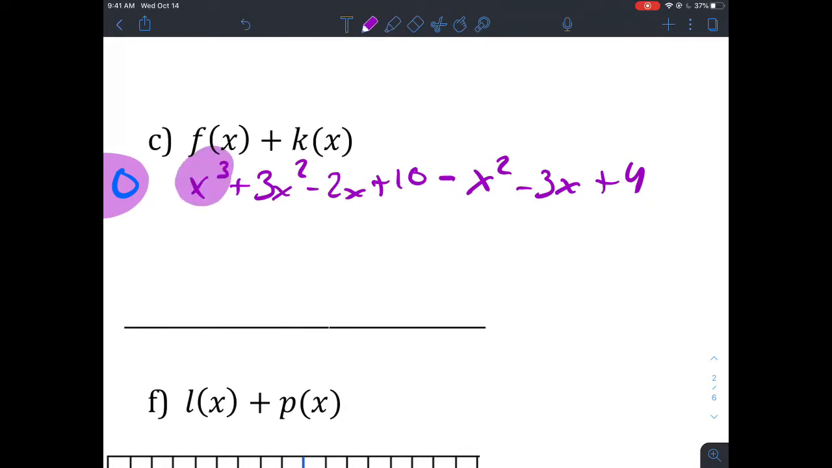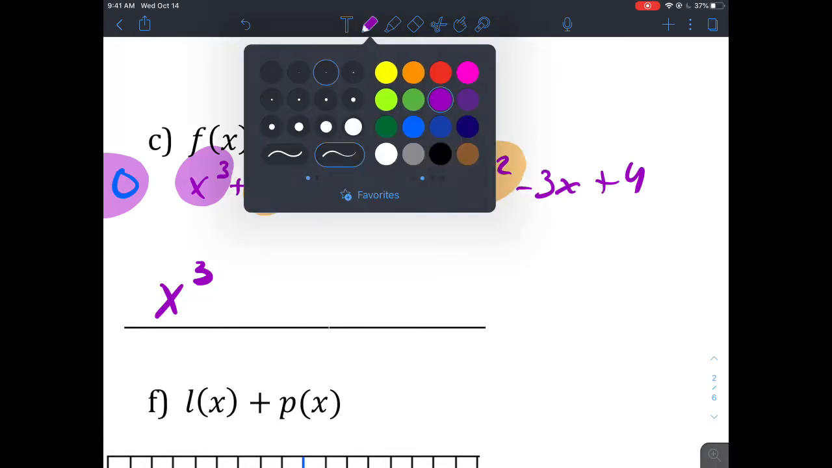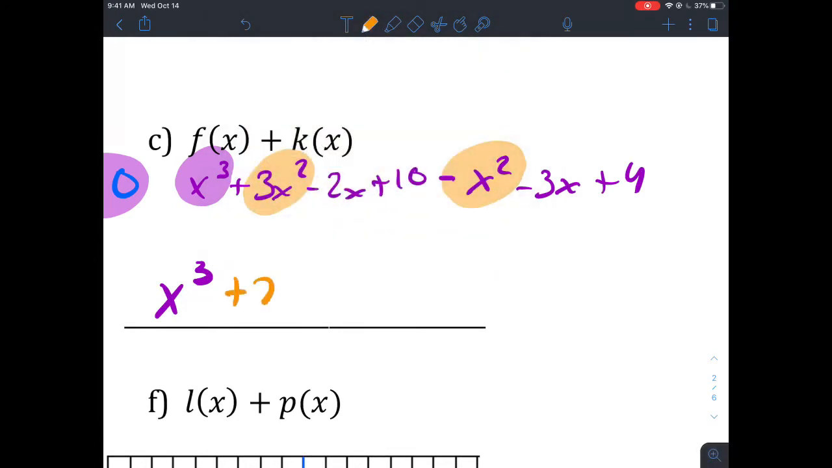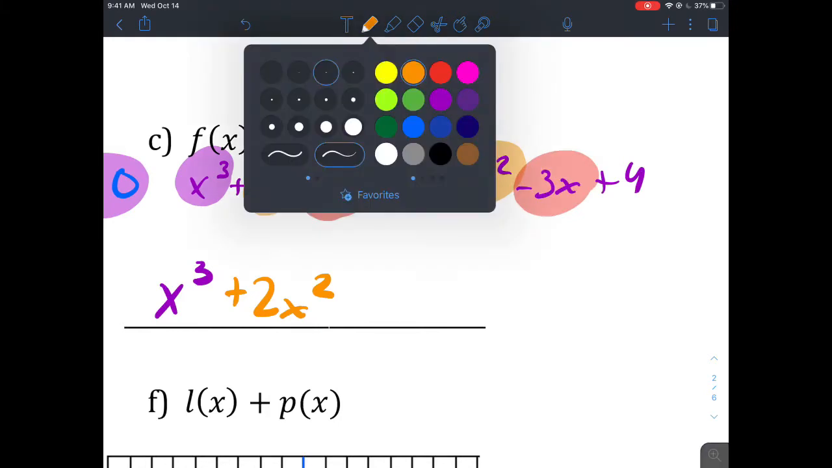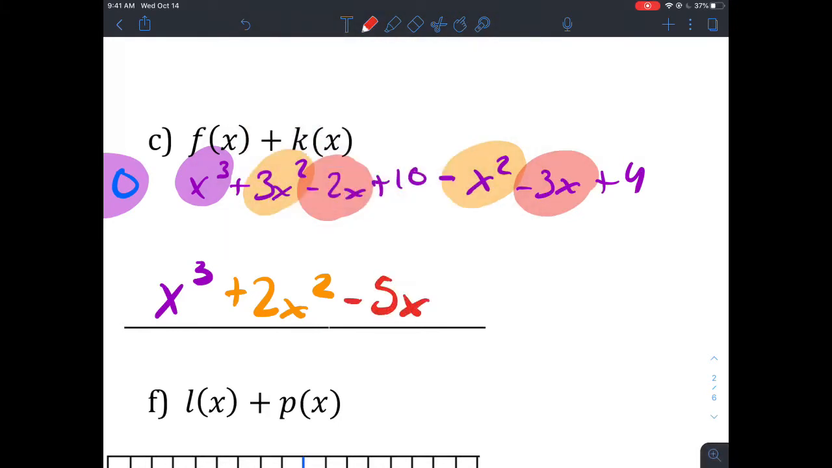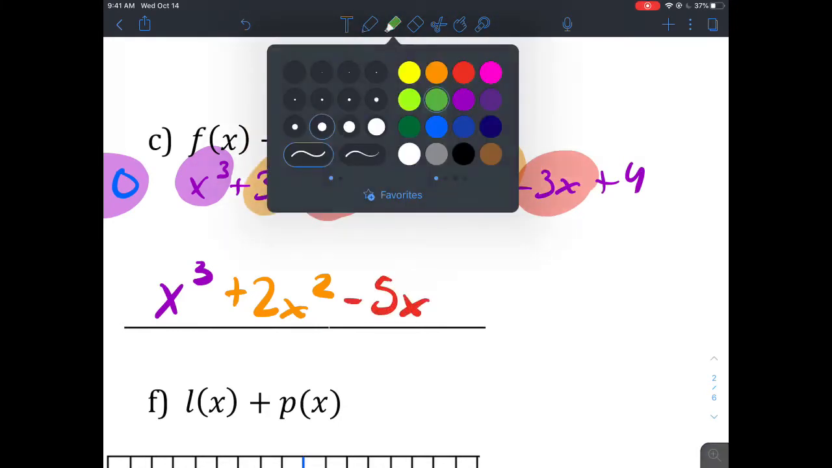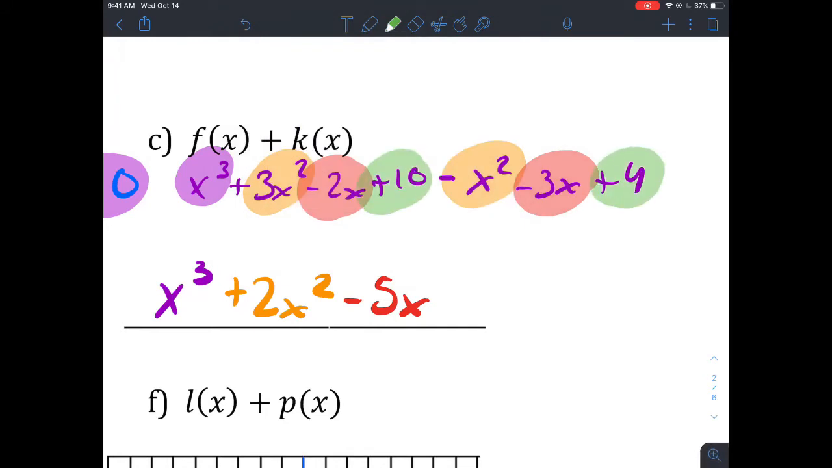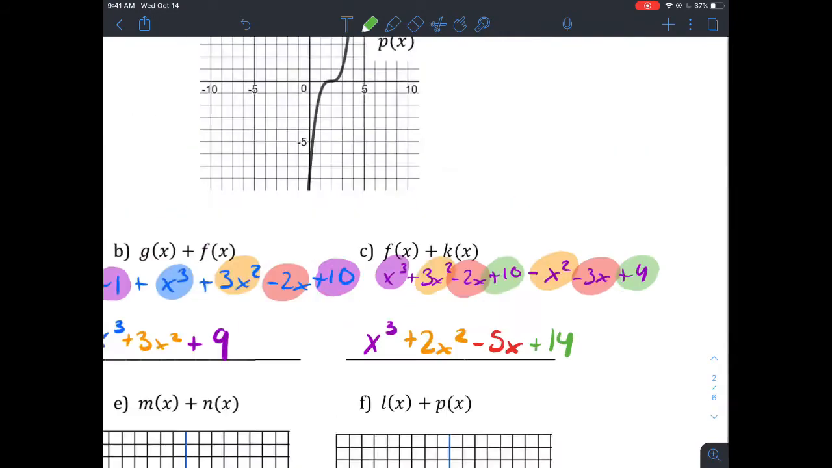Let's combine like terms here. We've got an x cubed, which doesn't have any buddies, so we keep an x cubed out in front. Then we combine our 3x squared and our minus x squared, which gives us a plus 2x squared. Then we've got a minus 2x and a minus 3x, which gives us a negative 5x. And lastly, we've got our plus 10 and plus 4, which gives us a plus 14.